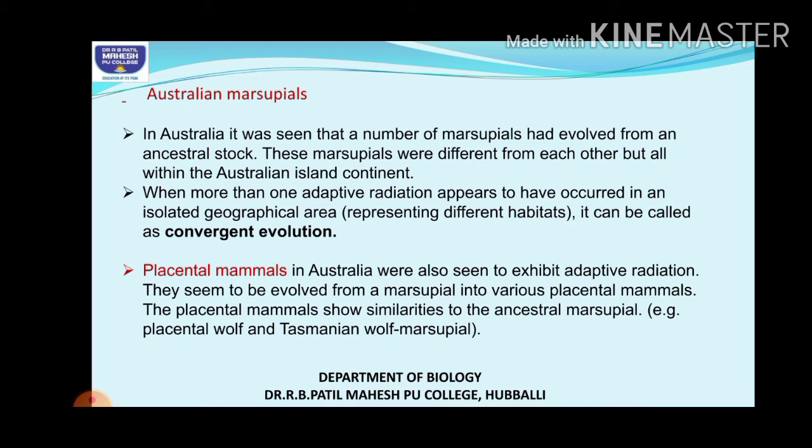Another example for this is placental mammals. In Australia itself we find both pouched mammals, marsupials, as well as placental mammals evolved. These placental mammals also developed the features of the marsupials to adjust to that environment. So certain similarities are found between those two. That can also be given as an example. So point wise I've given. If the example is asked, whatever you write, this much is sufficient.